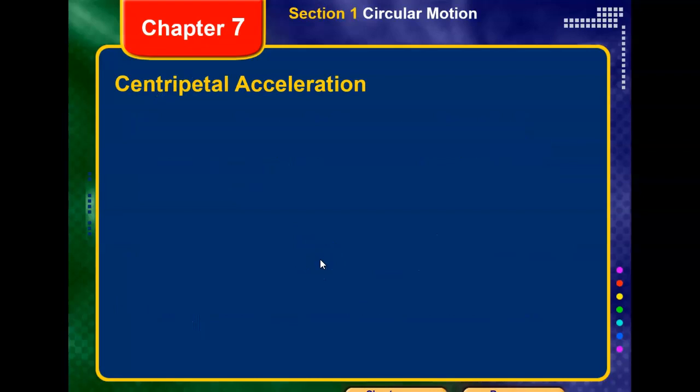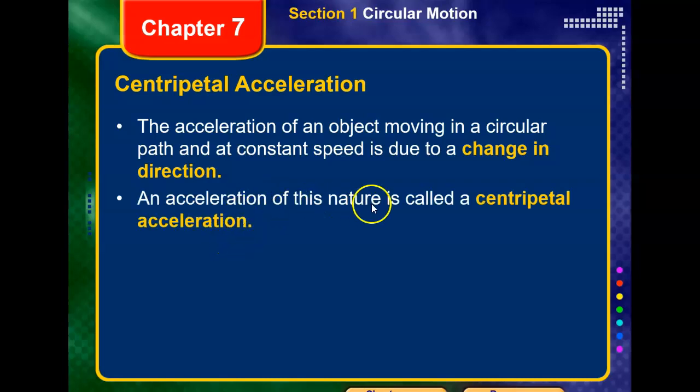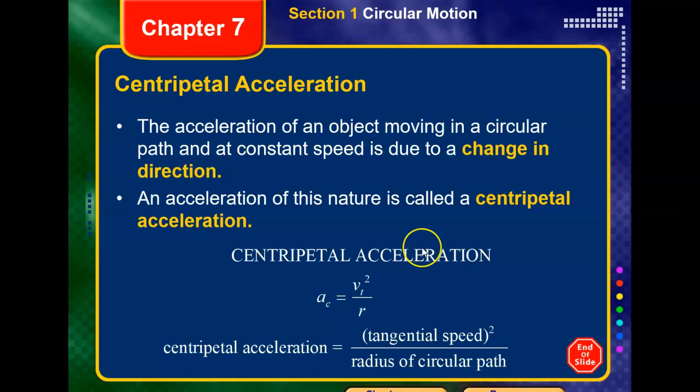All right, so just like with linear speed, change in velocity is acceleration. Same thing with circular motion. The acceleration of an object moving in a circular path at a constant speed is due to a change in direction. That acceleration is called centripetal acceleration. Centripetal means center seeking. Okay, and here's the formula. Centripetal acceleration is tangential velocity squared divided by the radius of the circular path.